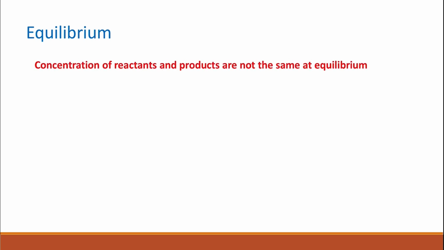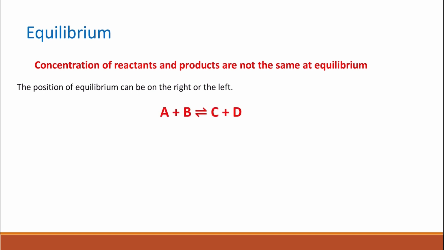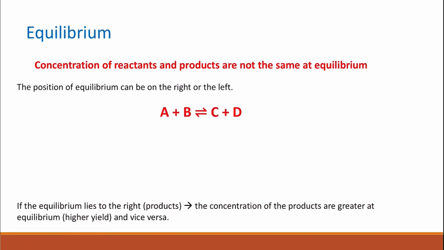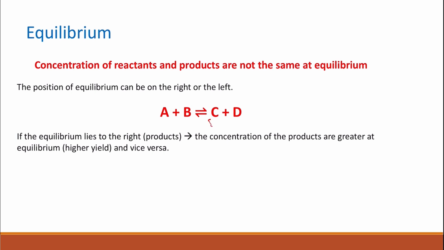What is equilibrium? Equilibrium is reached when the rate of the forward reaction equals the rate of the reverse reaction and the concentrations of all reactants and products are not changed. So the concentrations of reactants and products at equilibrium are not the same, but they are constant. The position of equilibrium can be either to the right or to the left. If the position of the equilibrium is to the right, that means towards the products, so more products will be produced, or the concentration of the products will be higher. And if the equilibrium lies to the left, that means more of the reactants will be there, so the concentration of the reactants will be higher.